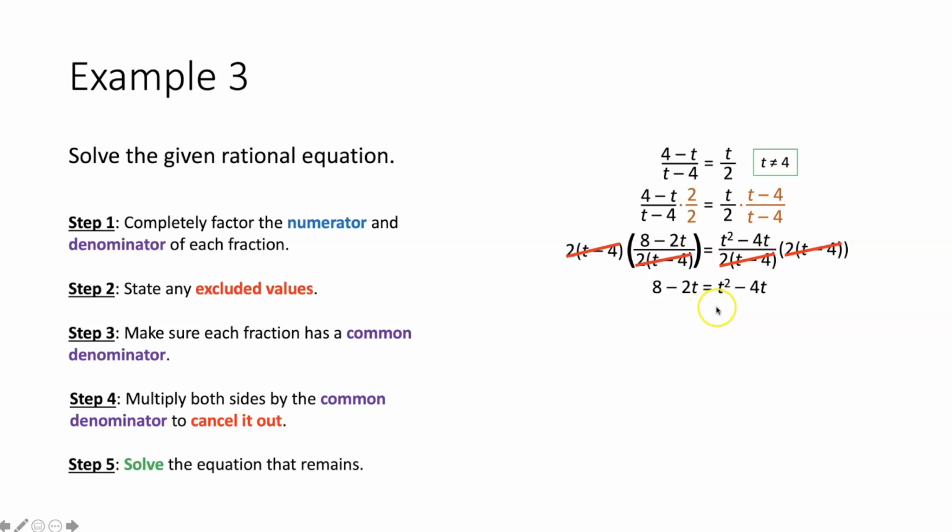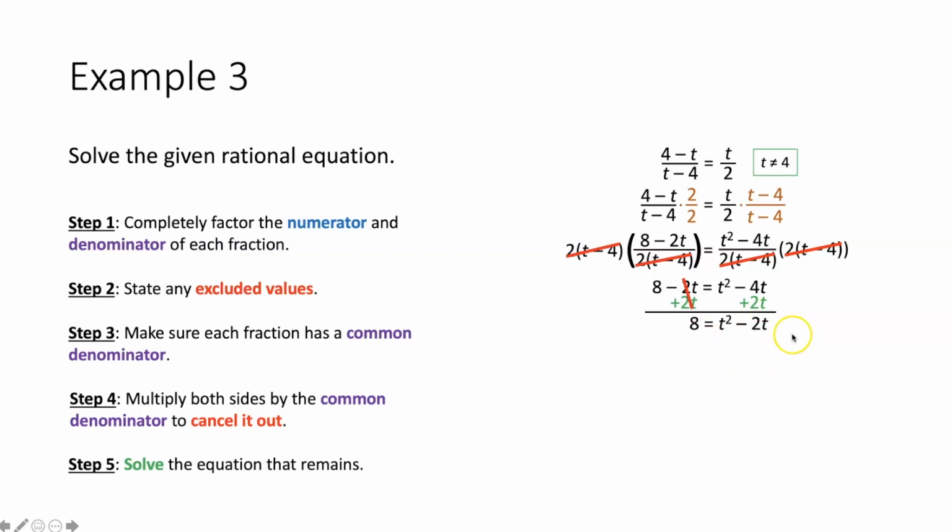So how do I solve this equation for t? Well, we have a t squared and a t term and a constant term. Anytime that happens, you need to get everything to one side of the equation and set it equal to 0. So I'm going to first add 2t to both sides of this equation. Now over here, the 2t's cancel each other out. On this side, negative 4t plus 2t is going to give you negative 2t.